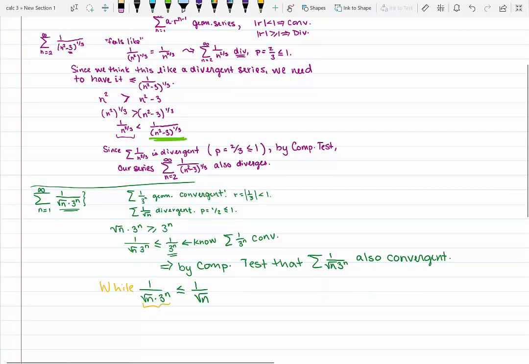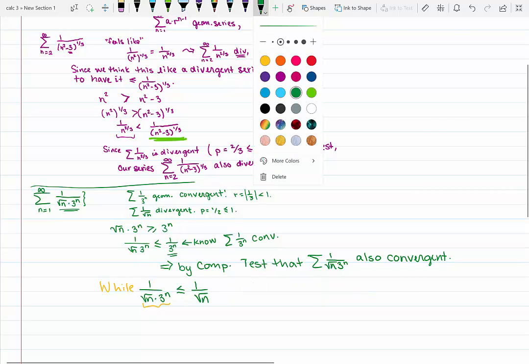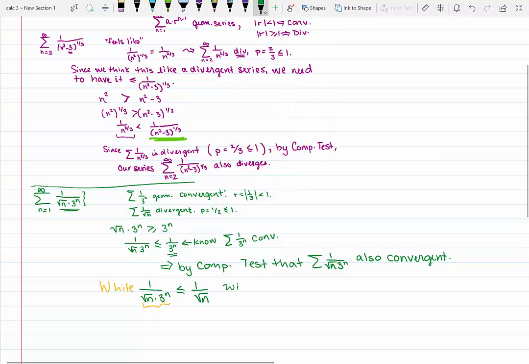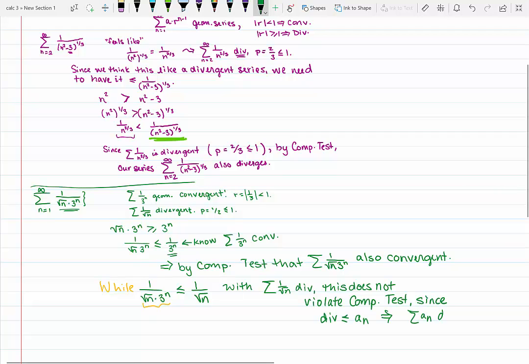While it is the case that we've established that 1 over root n times 3 to the n is less than or equal to 1 over root n, with the sum of 1 over root n being divergent, this does not violate the comparison test, since the divergent series has to be less than or equal to the series we care about to imply that the series a sub n is divergent, and we don't have that order. We have it on the wrong side. So a sub n less than or equal to something that diverges tells you nothing.